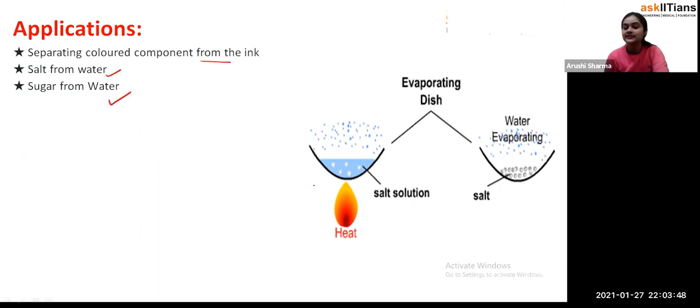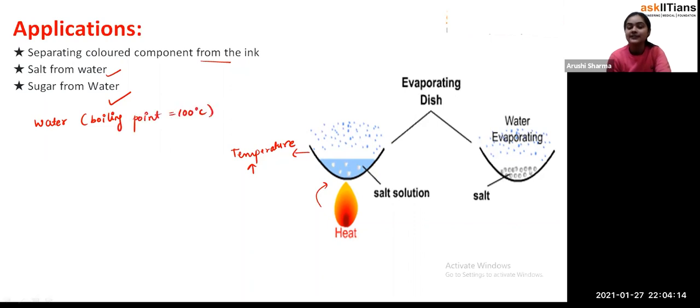You can see that this is the salt solution. When you start heating it, the temperature is going to increase. We know that water has a boiling point, meaning the temperature at which water converts into vapor form. It is 100 degrees Celsius. So at this temperature, the water is going to convert into vapor form.